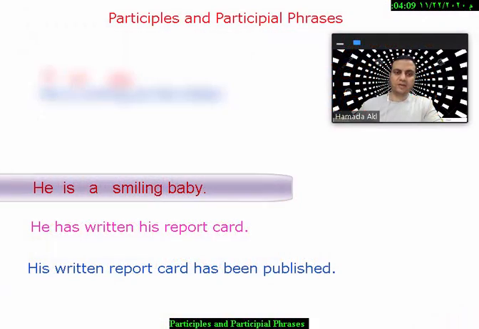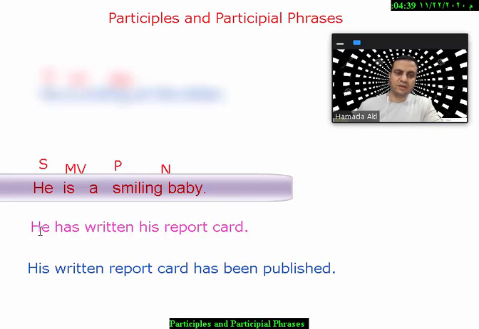He is a smiling baby. He is the subject, is is the main verb, and a is an article. Smiling baby: smiling describes the baby. So here it's a participle. Together, smiling baby is considered a participial phrase because the smiling describes the baby, which is the noun. So the participle and the noun together are considered a participial phrase.